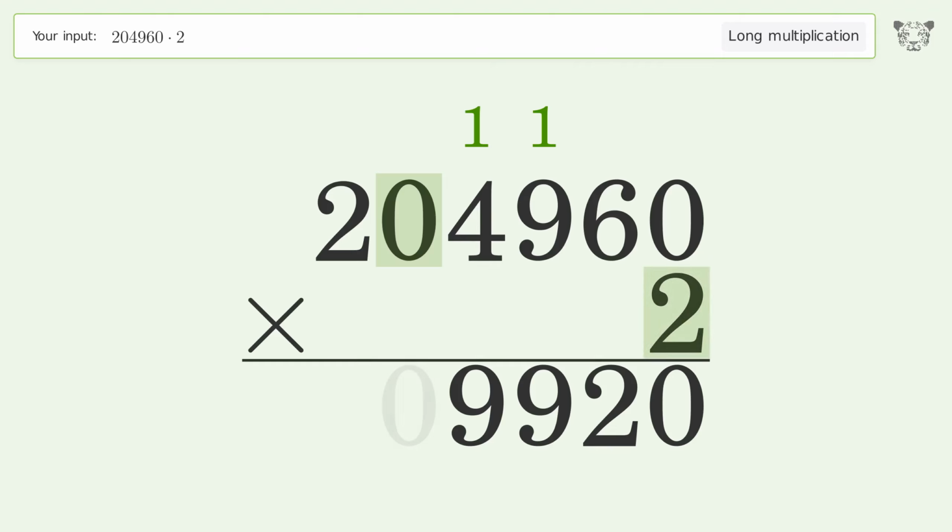0 times 2 equals 0. 2 times 2 equals 4. And so the final result is 409,920.